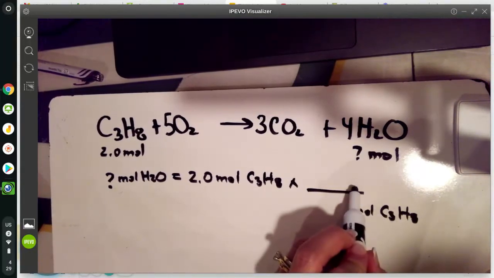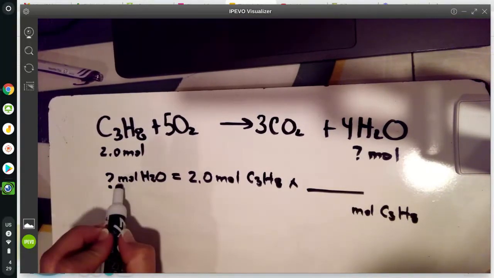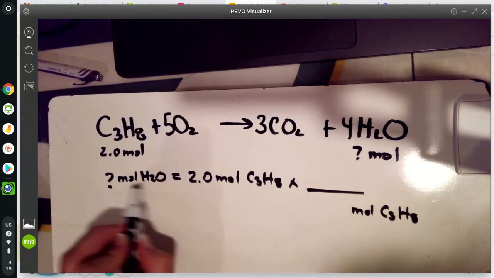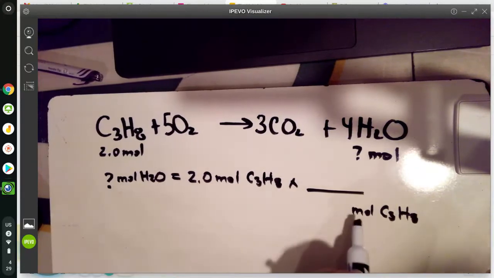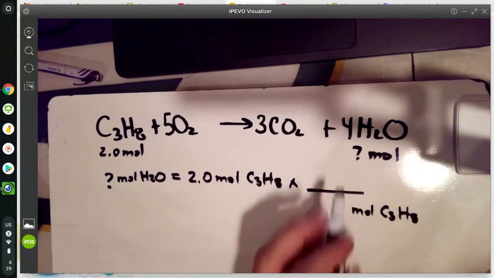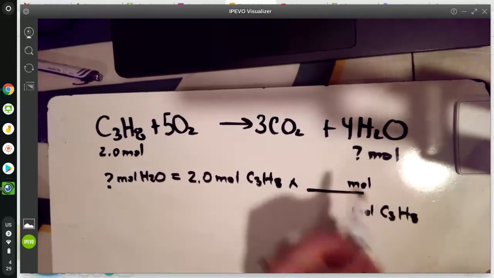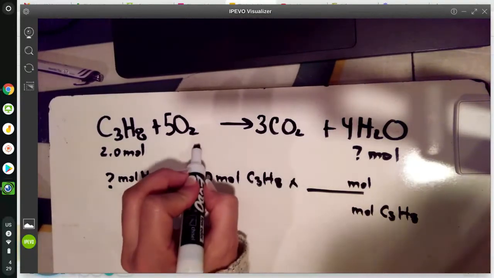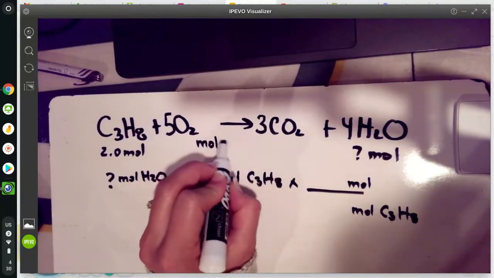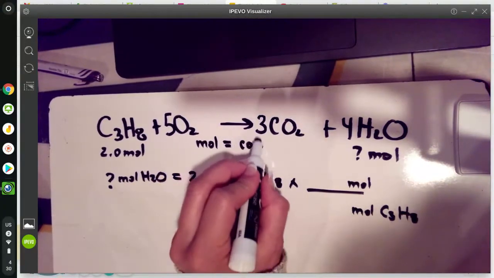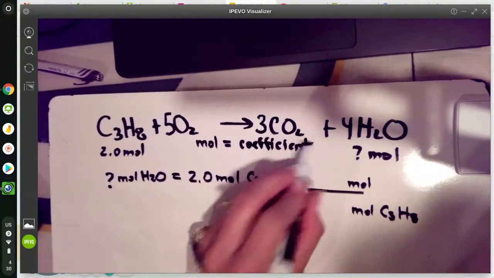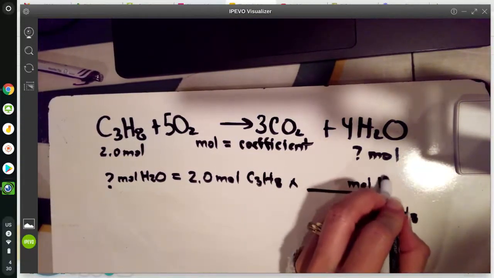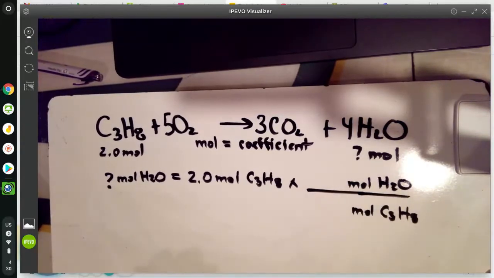How do I know what to put on the top? Always look to where you're going. I have no interest this time in carbon dioxide or oxygen or anything. My interest is in mole of water. So if I know a relationship between mole of propane and mole of water, that's where I want to go. And we always know a relationship of mole to mole. How do we always know a relationship? What did I tell you in the unit or in the problem before? For stoichiometry, mole is code word for coefficient. We always know coefficients of all of these things if we have a balanced equation. So I can absolutely always make this connection.